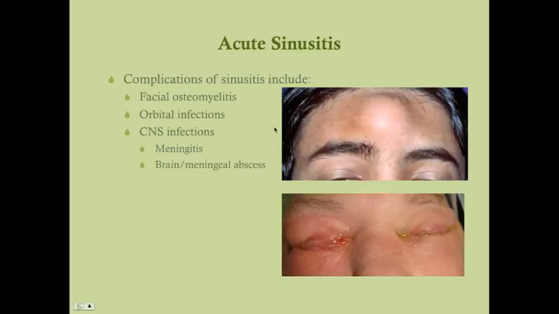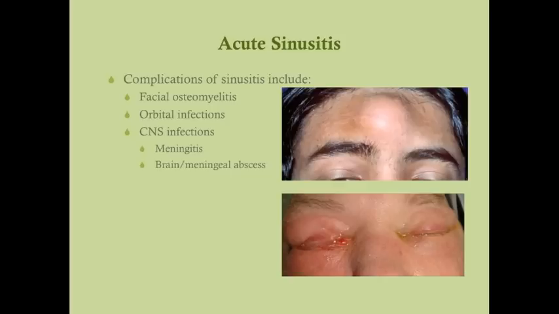This appears to be orbital cellulitis. You would know the difference between the two based on whether or not there's pain on movement of the eye. CNS infections can happen as well. Those are the most severe of the complications, and those would include meningitis, which would be obviously streptococcal meningitis, and brain or meningeal abscesses. So again, we don't want to go there. So this is why we treat acute sinusitis with antibiotics as soon as we can.